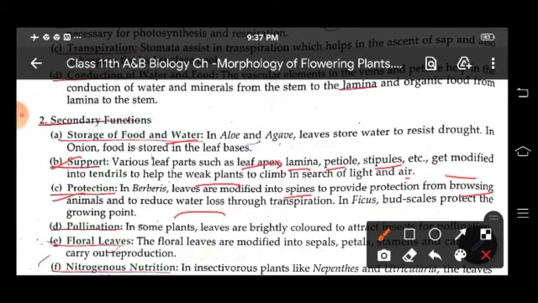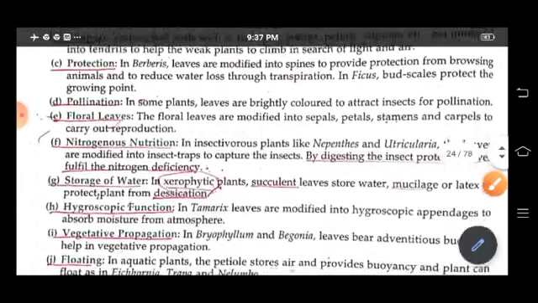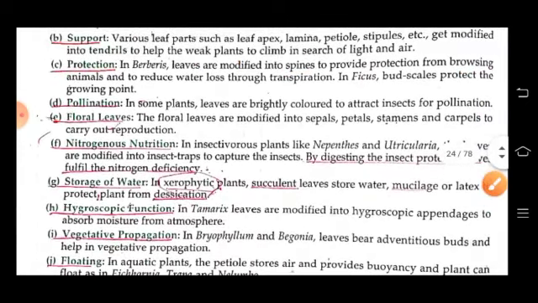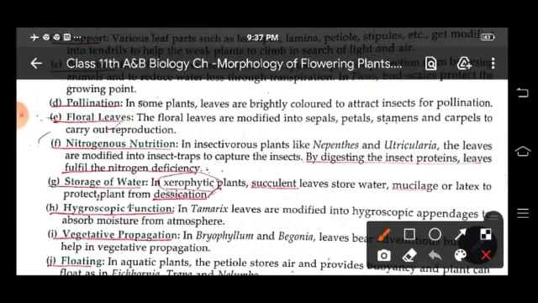It also helps in pollination, because in some plants the leaves are brightly colored to attract the insects for pollination. Then floral leaves are also there, which are modified into sepals, petals, stamens, and carpels to carry out reproduction. They also do nitrogenous nutrition, like in insectivorous plants. They are modified into insect traps to capture the insects.